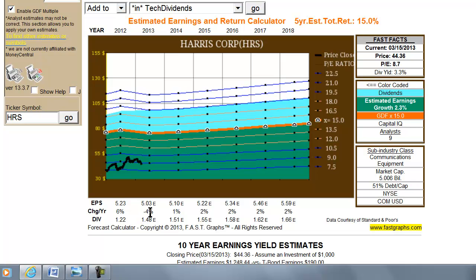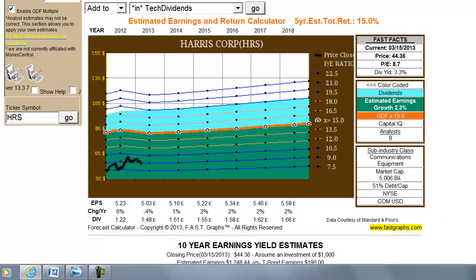In fact, they're estimating a negative growth in earnings for fiscal year ending June 2013, and then only a 1% growth following that, and then only 2% growth going beyond. I believe this obviously has a lot to do with what they're expecting to be happening with the defense industry. So Harris then, in theory, becomes a low growth 2 to say 4% grower.